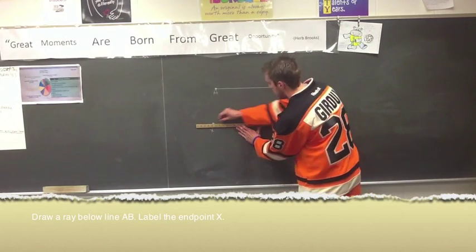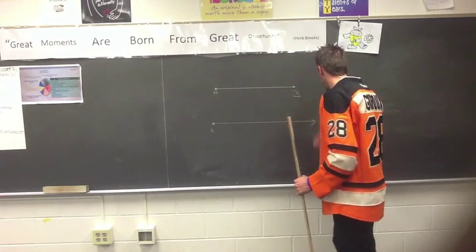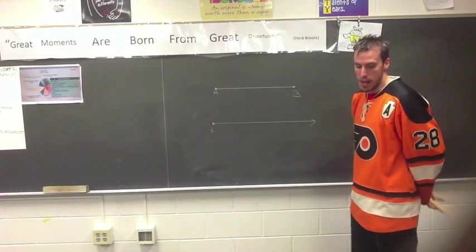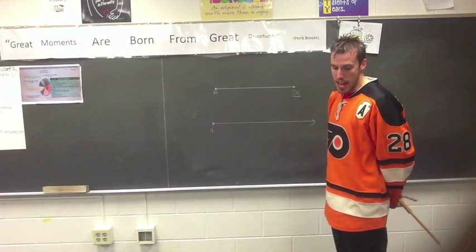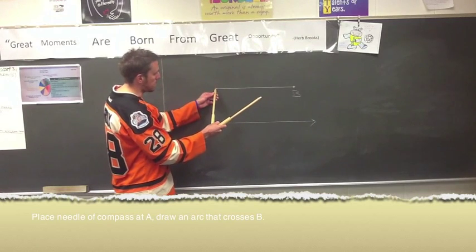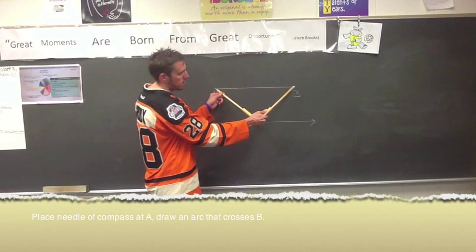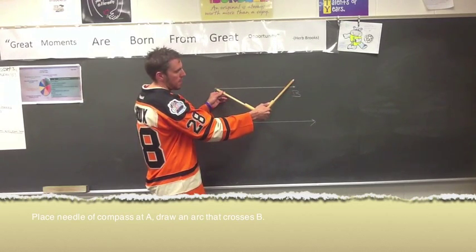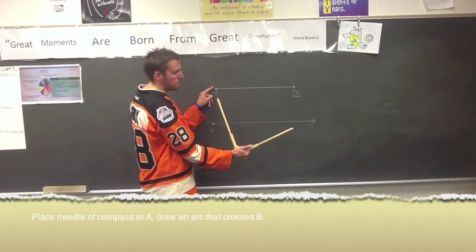Draw a ray. We're not measuring the length at all, because that's going to be in the next step. Second thing it says, place the needle of the compass at A and draw an arc that crosses B. So I'm going to place the needle of the compass at A so that it crosses B. So I have to extend until it hits B. I'm going to go a little above, and then I'm going to just draw an arc using the needle as the pivot point.